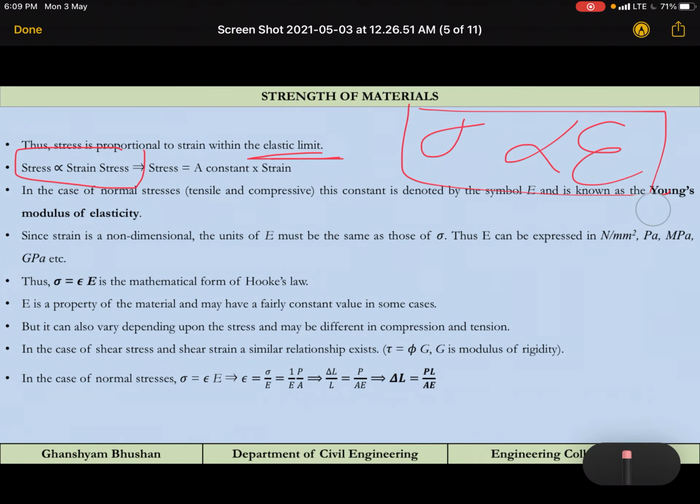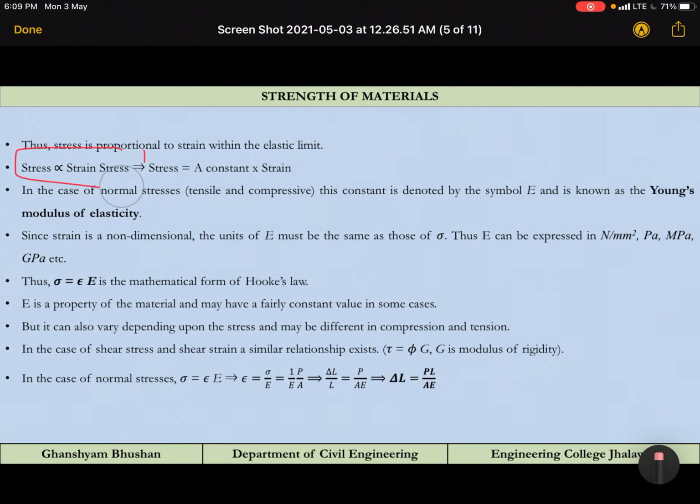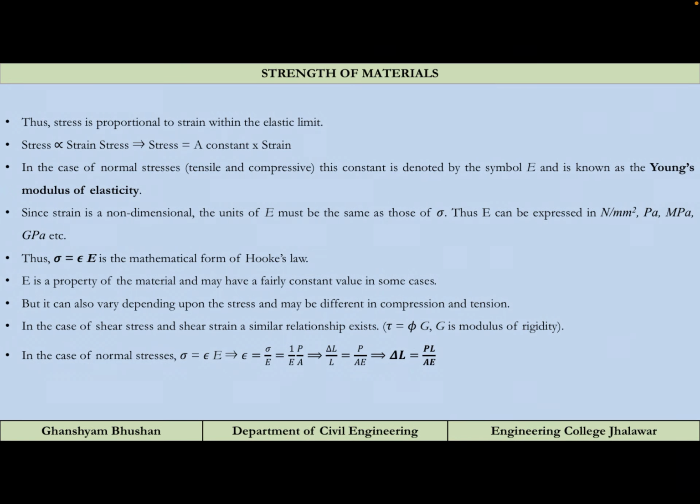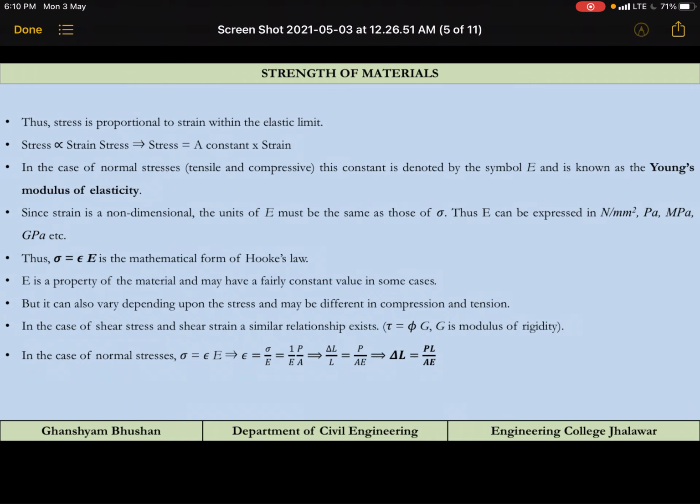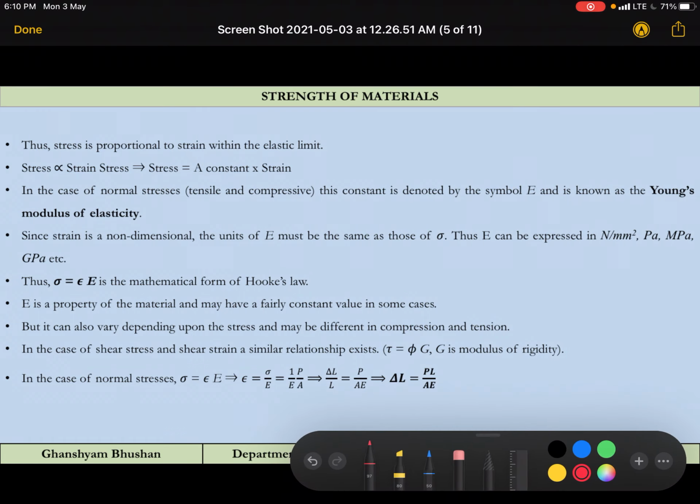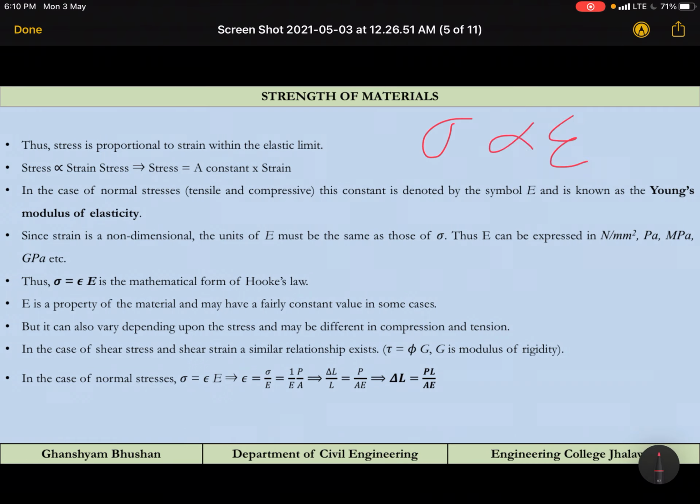Clear? Now if something is proportional to something, we can remove the proportionality sign by introducing a proportionality constant. In the case of normal stress, the constant is denoted by the symbol E, known as Young's modulus of elasticity, because it is a modulus which comes into the picture when we are studying the elastic behavior of the body. So E is the Young's modulus of elasticity. Sigma is proportional to epsilon, or sigma is equal to E times epsilon.